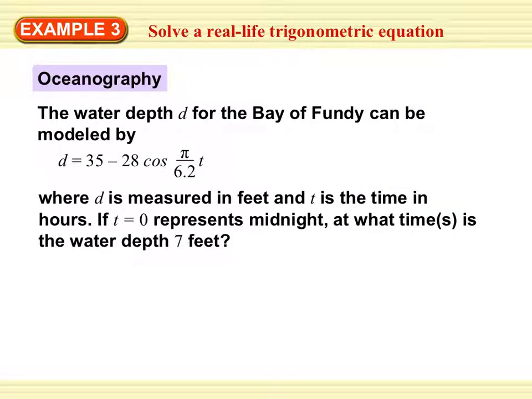Alright, solve a real-life trig equation. The water depth D for the Bay of Fundy can be modeled by D equals 35 minus 28 cosine pi over 6.2 t, where D is measured in feet and T is the time in hours. If T equals 0 represents midnight, at what times is the water depth 7 feet? So we're looking for 7 feet. I'm going to grab this equation and take it to the next page.